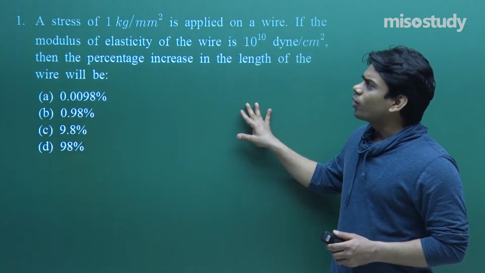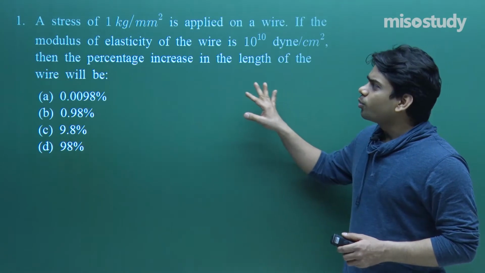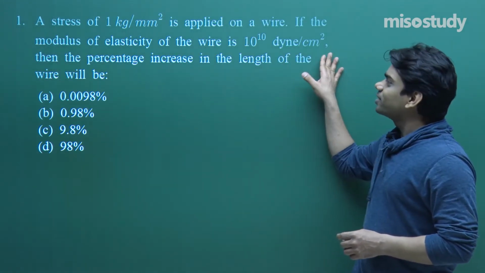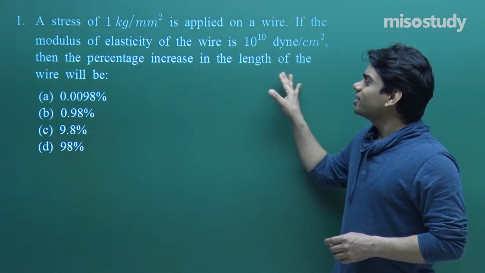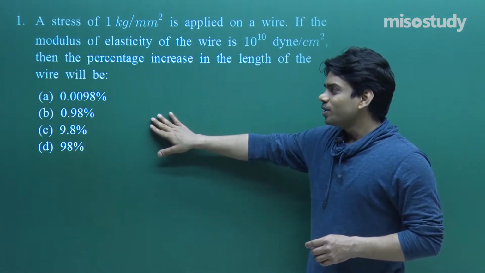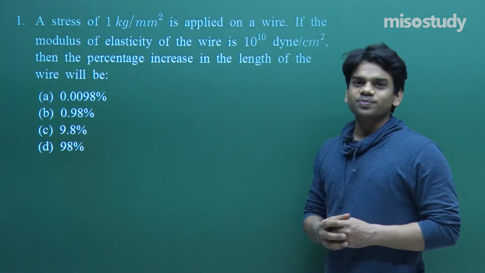First question: a stress of 1 kg per square mm is applied on a wire. If the modulus of elasticity of the wire is 10 to power 10 dyne per square centimeter, then the percentage increase in the length of the wire will be: A 0.0098%, B 0.98%, C 9.8%, D 98%.